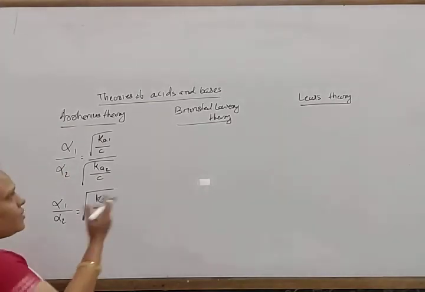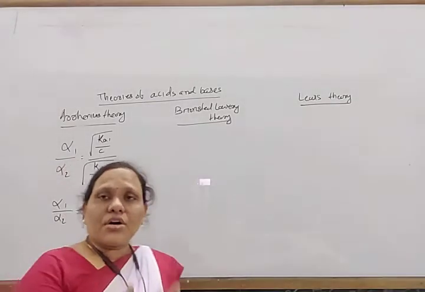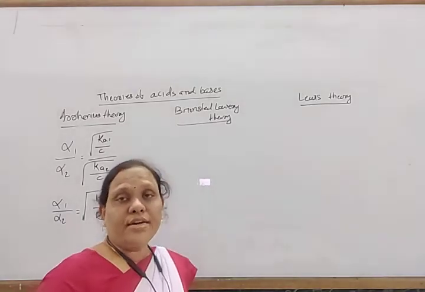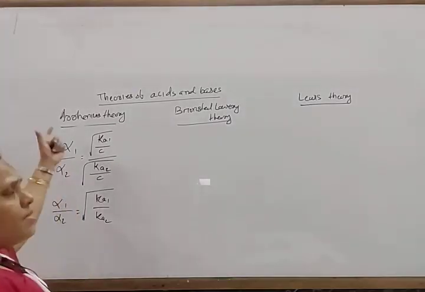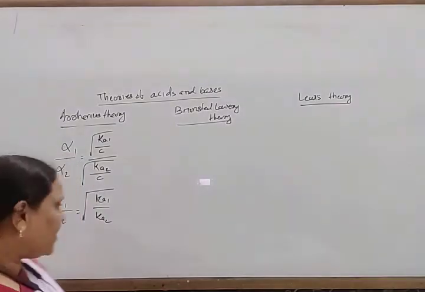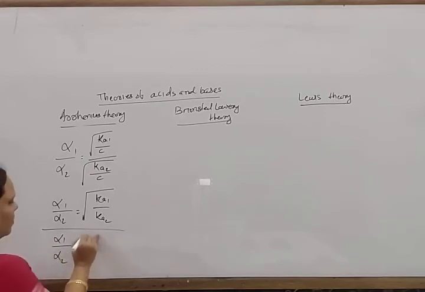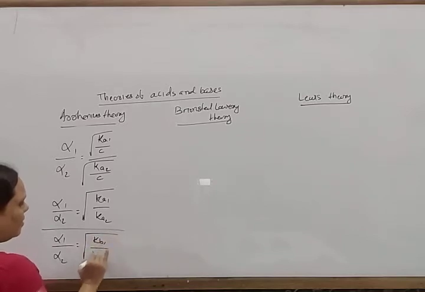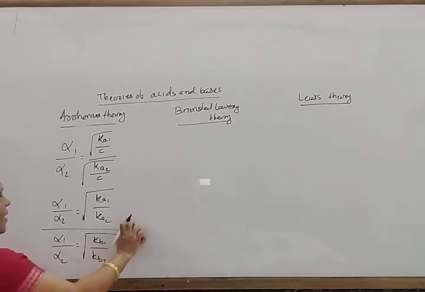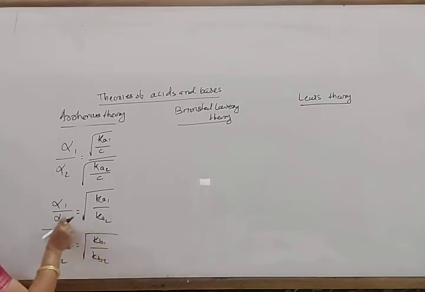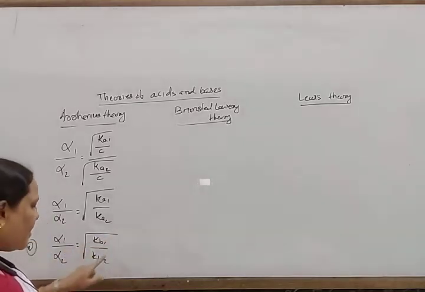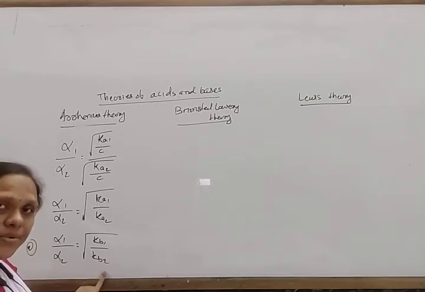Similarly, if we consider two bases, which one is stronger and which one is weaker can be determined by applying Ostwald's dilution law again, and that can also be determined from the same formula: alpha 1 by alpha 2 is equal to root over of Kb1 by Kb2, where Kb1 is the dissociation constant of base 1, and Kb2 is the dissociation constant of base 2.